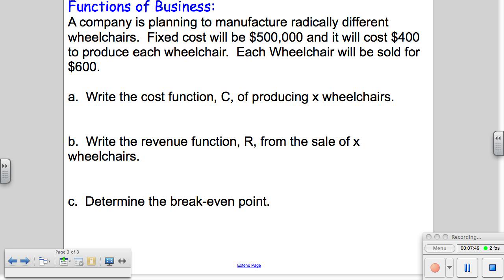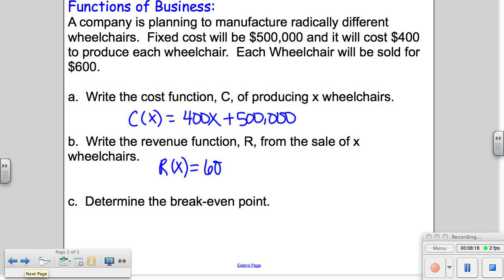The first thing we want to do is write a function of the cost. So what is it going to cost us for x wheelchairs? We know that it's going to cost us $400 per wheelchair plus $500,000 fixed cost. Now, revenue, we want a function for the revenue per wheelchair. Revenue is how much money we take in. So we're going to say $600 times each wheelchair.